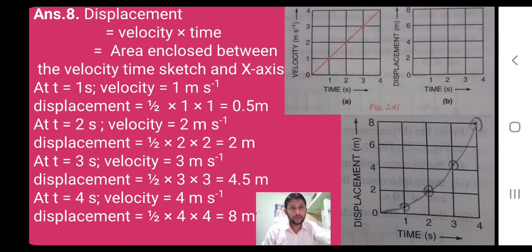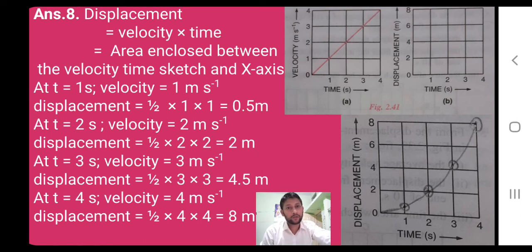Here in question number 8, two graphs are given. So based on the first graph you have to find the displacement, and then accordingly you have to plot the second graph. Since displacement is equal to velocity into time, and we know that it is the area enclosed between the velocity time graph and x-axis. So at t equal to 1 second, velocity is 1 meter per second. So accordingly displacement will be equal to half into 1 into 1, because here the area enclosed by the graph and time axis is a triangle. So area of triangle is half into base into height. So here it is half into 1 equal to 0.5 meter.